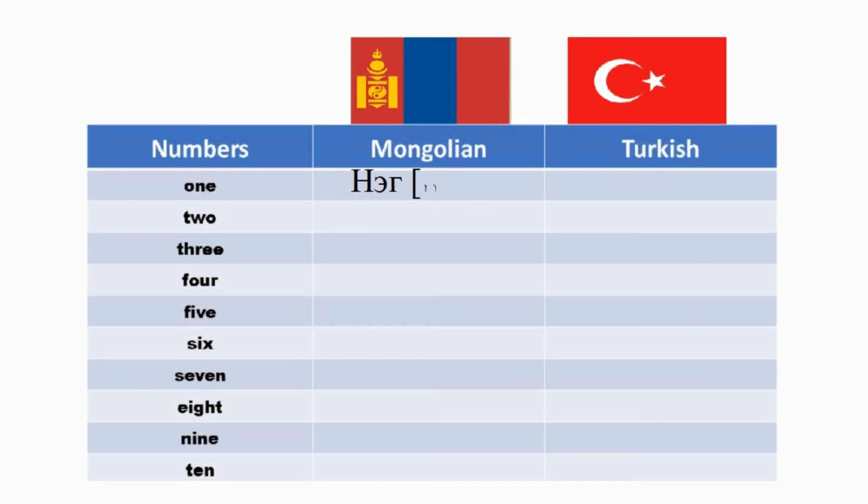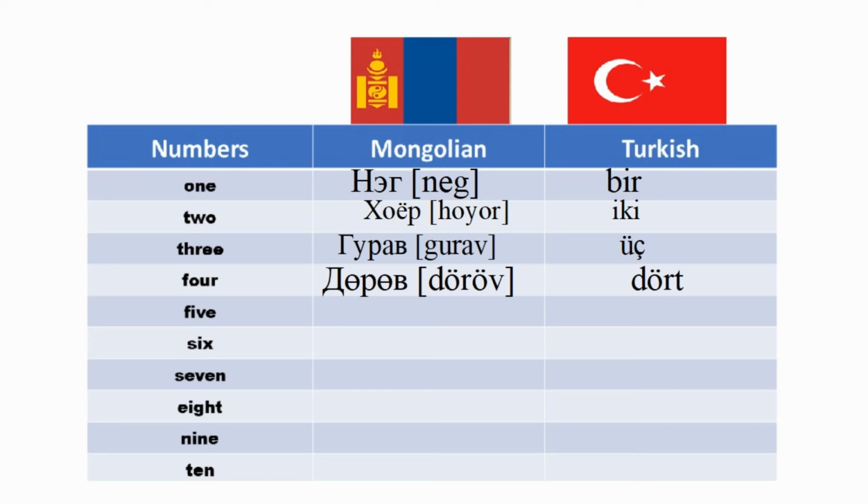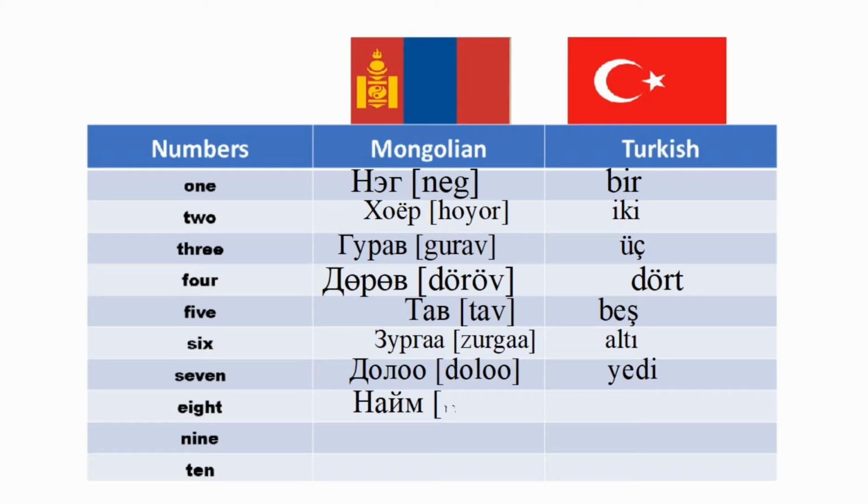Nek. Bir. Hayır. İki. Qorav. Üç. Duru. Dört. Tav. Beş. Zırga. Altı. Dala. Yedi. Nem. Sekiz. Yüz. Dokuz. Arav. On.